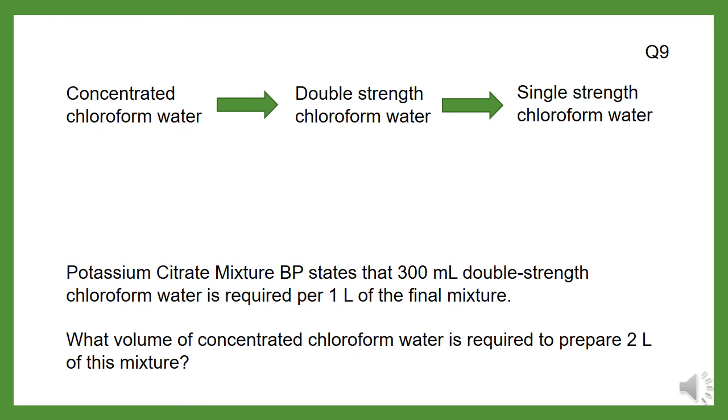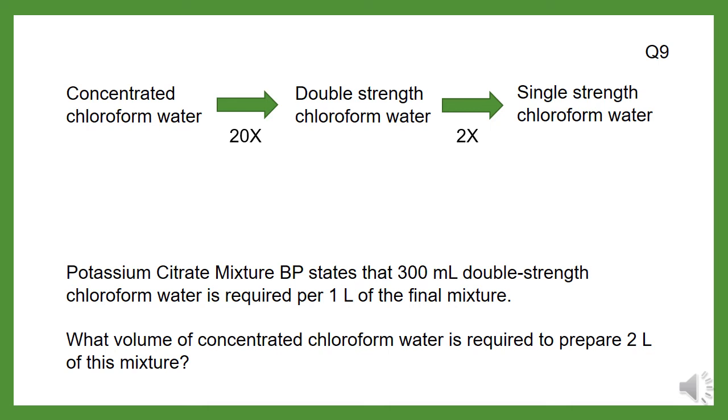Okay, this is a little bit difficult over here because you have to understand the concept of concentrated, double strength and single strength chloroform water. So if you search online, you understand that concentrated chloroform water is actually 20 times more concentrated than double strength chloroform water. And then the double strength, as the name suggests, is 2 times stronger than the single strength chloroform water. Now you need to prepare 2 liters of the mixture, okay?